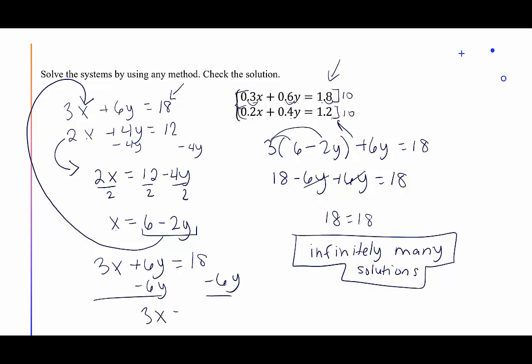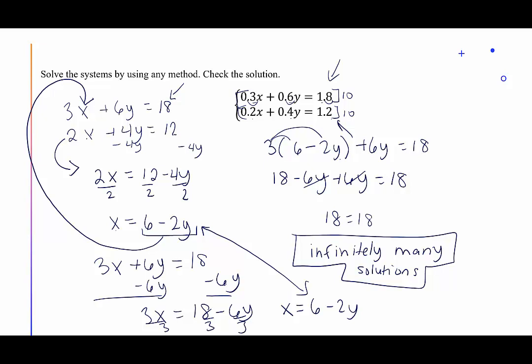And we get 3x is equal to 18 minus 6y. Divide everything by 3, and we get x is equal to 6 minus 2y, which is exactly what we have here. So they are in fact the exact same equation. They just look a little bit different, right? One's wearing high heels, one's wearing a boa. Because they're the same, that means there's infinitely many solutions.